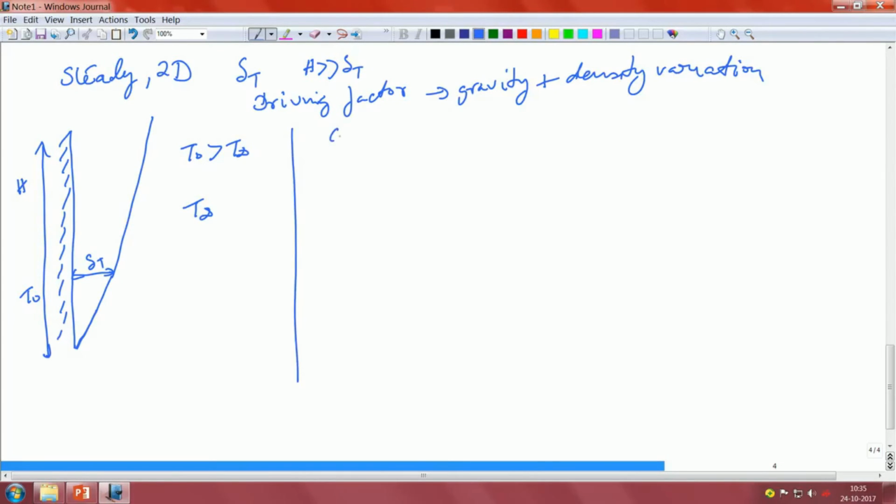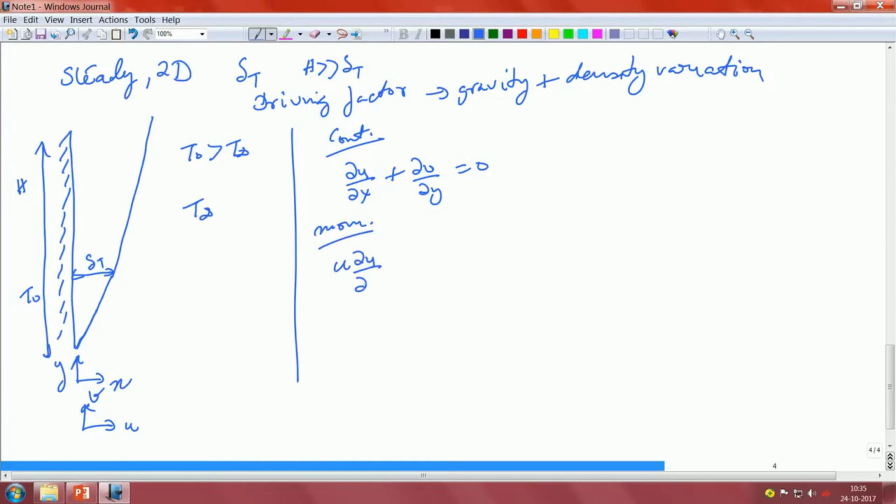So, first, the continuity. The continuity equation is, once again, if this is x, this is y, this is u, this is v: du by dx plus dv by dy is equal to 0. First the continuity equation, then come the momentum equations. Of course, there are two momentum equations now, v du dy. It is exactly the same, so there is not much to describe.